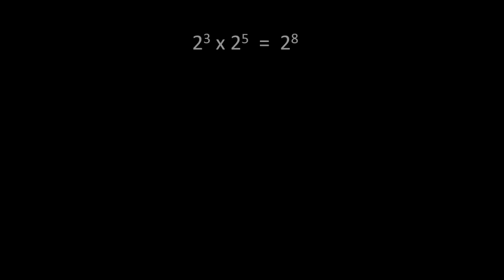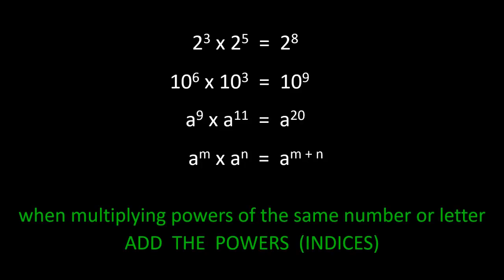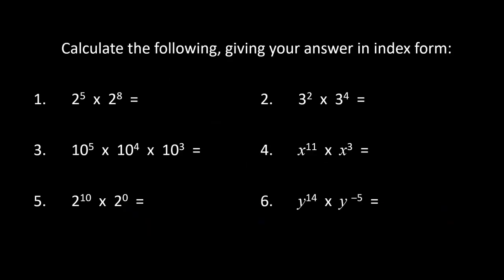There we go. Let's have a little recap then. So we had that one, 2 to the power 3 times 2 to the power 5. We added the 3 and the 5. Notice we got the same number for 2, same number there for 10, same letter there, so that gave us a to the power 20, and that gives us a to the power of m plus n, where we add the indices. So when multiplying powers of the same number or letter, we add the powers, or we could call them indices. Excellent. Have a little go at an exercise. Calculate the following and give your answer in index form. Okay, so you know what to do. Press pause, work out the answers, and press play to check them.